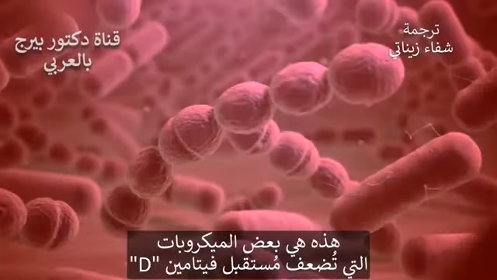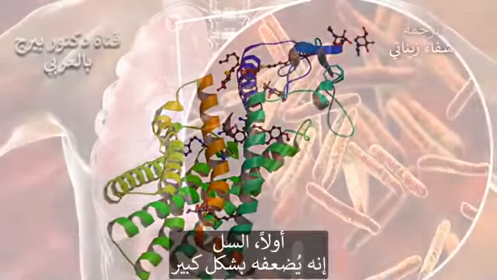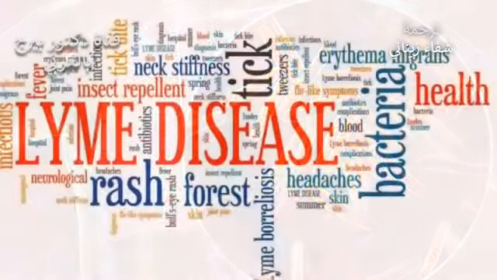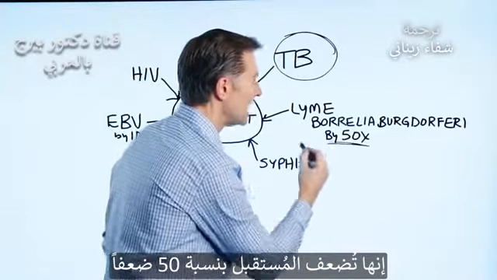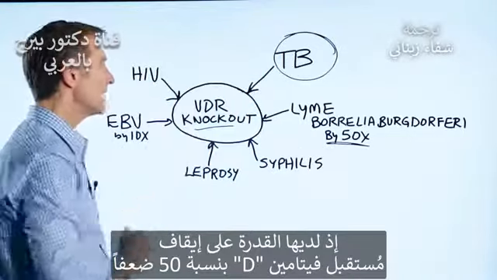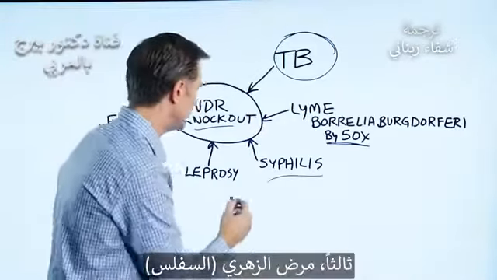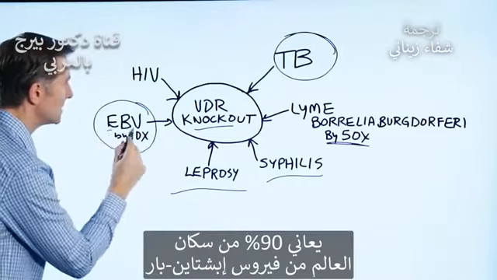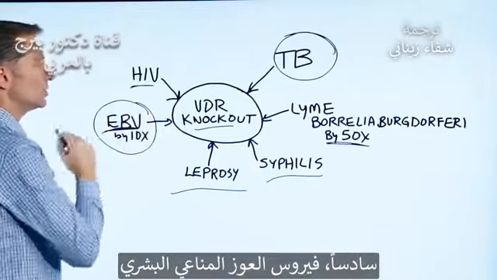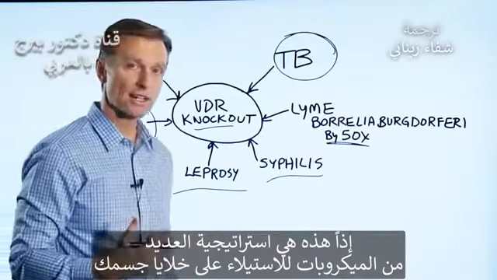Check this out. Here are a few microbes that interfere with the vitamin D receptor. Knockout. TB, huge, okay? Lyme, Borrelia burgdorferi, by 50 times. So it has the capacity to shut down that receptor for vitamin D by 50x. Incredible. Syphilis will do it. Leprosy will do it. Epstein-Barr virus will do it by 10%. And by the way, 90% of the population has Epstein-Barr virus. HIV will do it as well. So this is the strategy of many microbes to take over and hijack your cells.